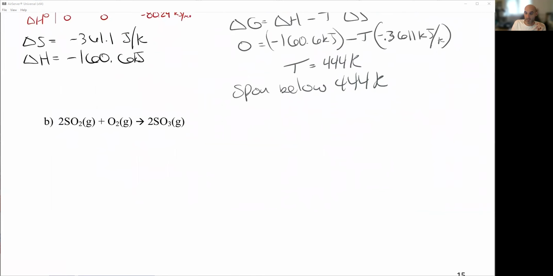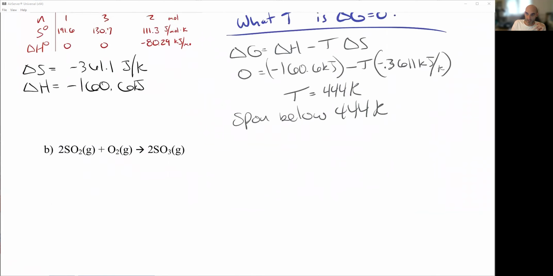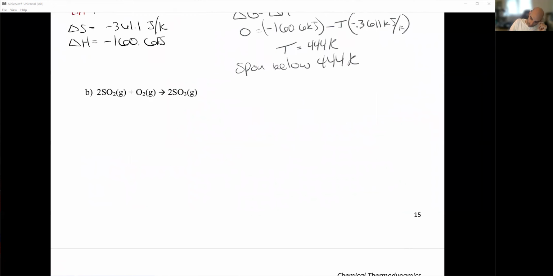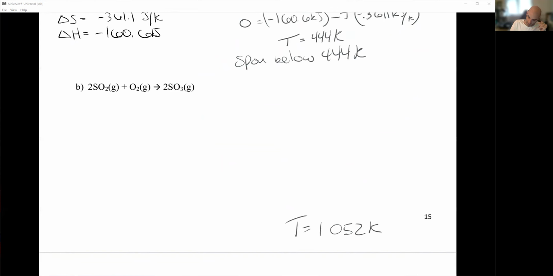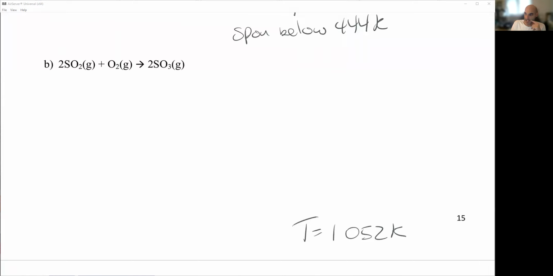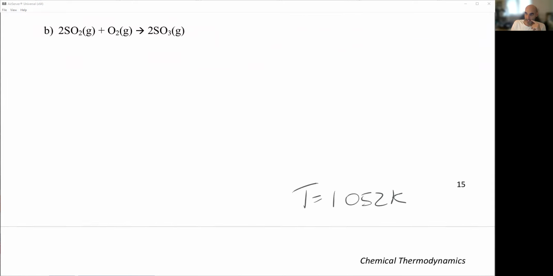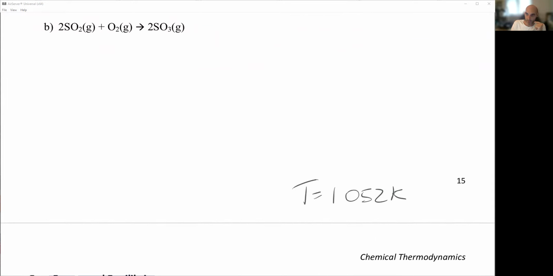So do the same thing here. Look at these values up, and I will actually give you the answer. Temperature should equal 1052 Kelvin or something close to that, depending on the constants you use. But I think I got these from OpenStax, so you should be able to get that.